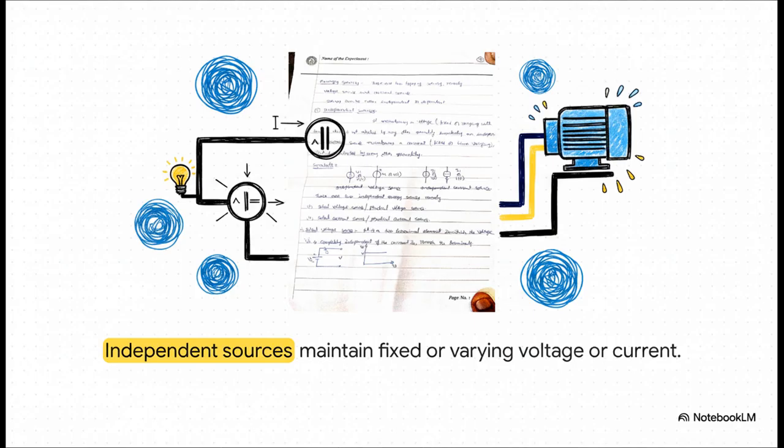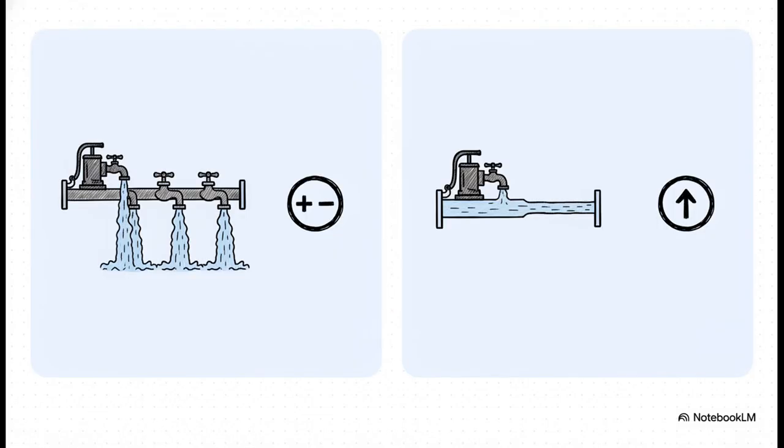You can think of them as steady, super reliable engines that just do their job, totally ignoring whatever else is happening out there in the rest of the circuit. Whether you hook up a tiny little LED or a massive industrial motor to them, these independent sources are going to stubbornly try to push out the exact same amount of energy they were designed to give. And this brings us to our two main flavors, voltage and current.